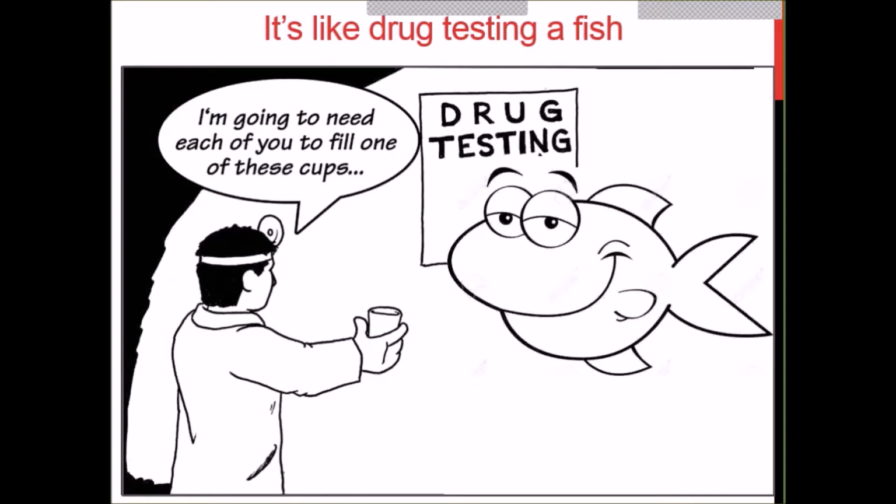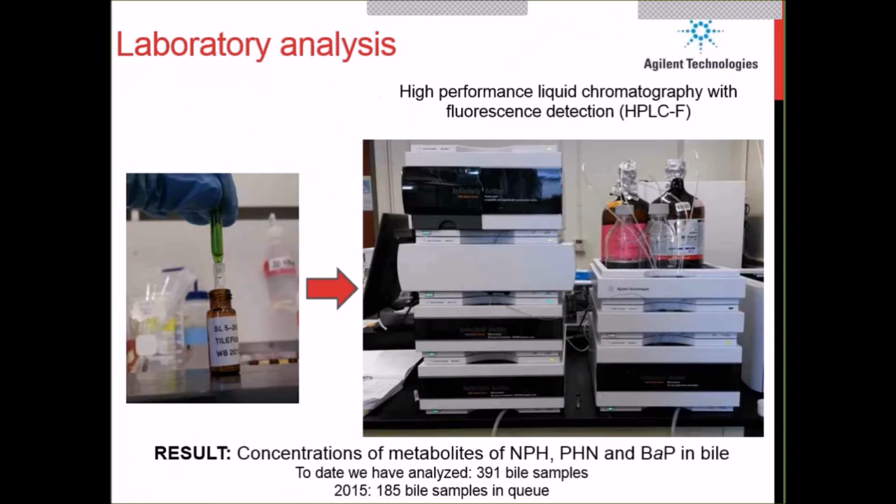So what we do, it's just like drug testing a fish. Just like if you wanted to drug test an athlete, you'd get a urine sample, and you'd look in it for metabolites of a drug. We collect bile, and we look in bile for metabolites of oil, just like drug testing a fish.